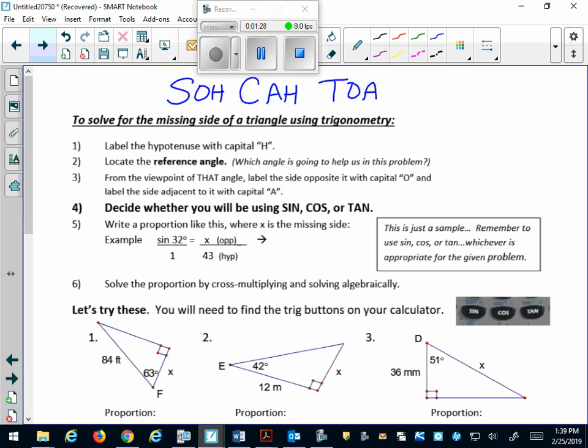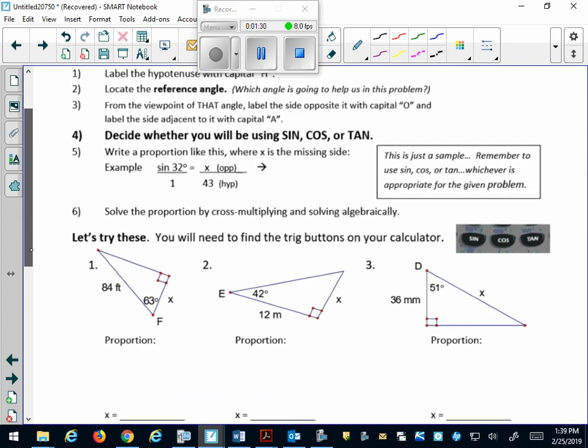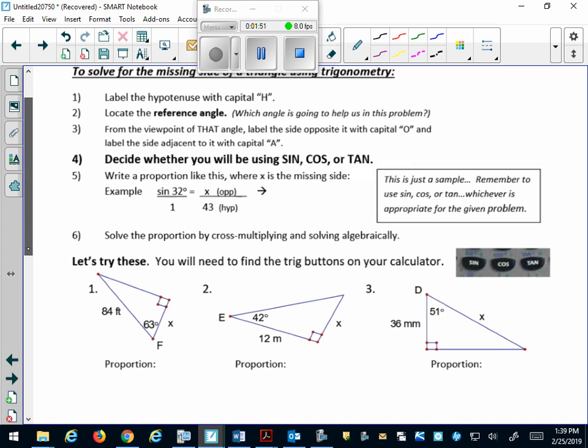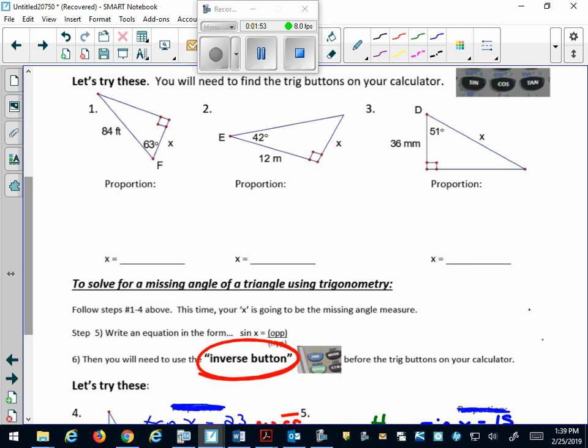Okay, so look at the next page. I would like you to write SOHCAHTOA at the top of the next page. It's pretty important to know how to spell that, because if you spell it wrong, you're going to get the ratios wrong. Okay, so to solve missing sides or angles in a triangle, we're going to use this trigonometry.